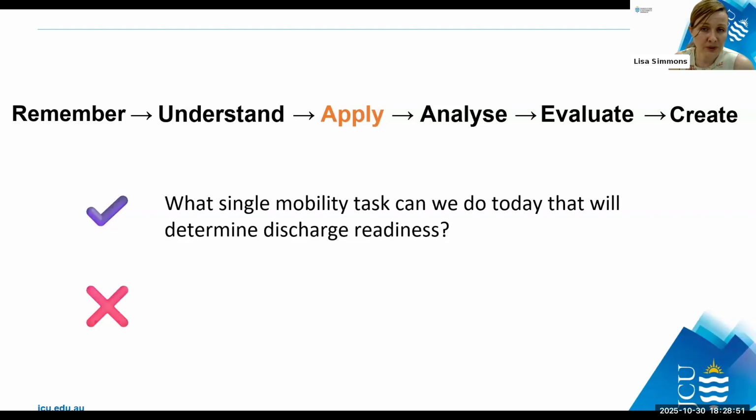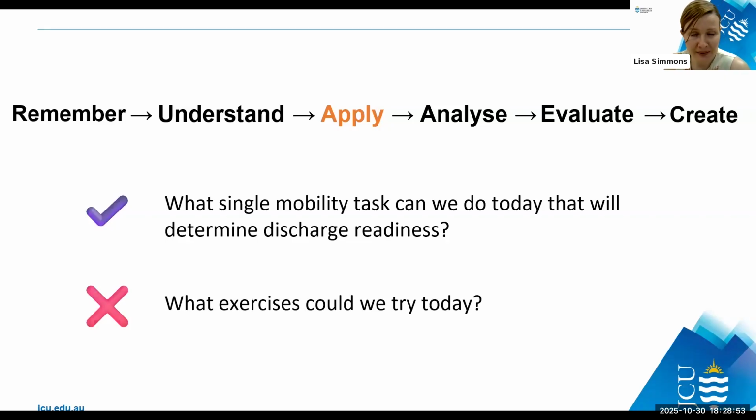A not so good question might be, what exercises could we try today? And I've actually done this one many times. And this is not so good because it invites a long list and doesn't help us decide whether it's safe to go home or not. So it has no practical application. This style of questioning makes it hard for the learner to retrieve the answer that you're looking for, and it doesn't influence practice.